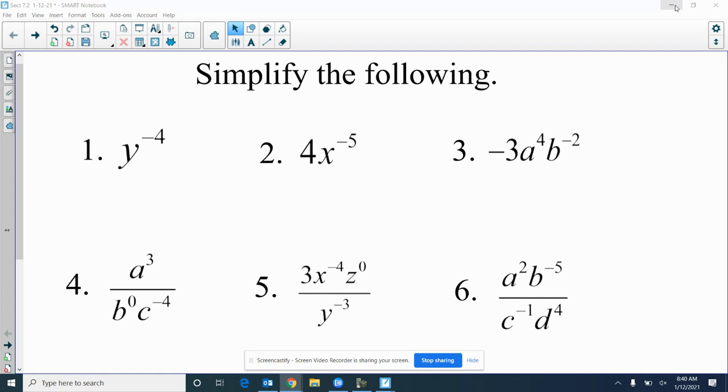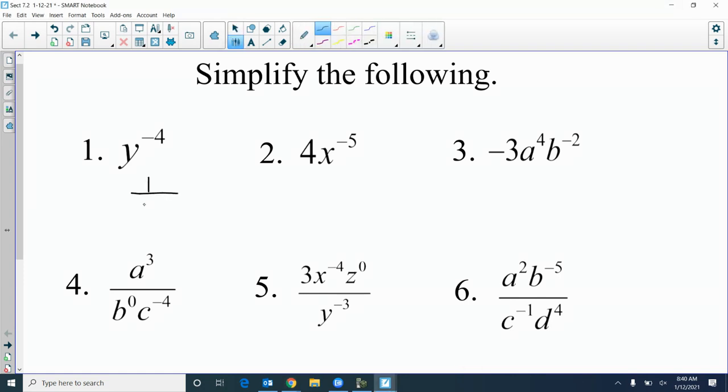A3. Morgan, what you got for the first one? 1 over y to the 4th. All right, I didn't hear the word over the first time. Like that? Yeah. All right, correct. All right, Colin, next one.